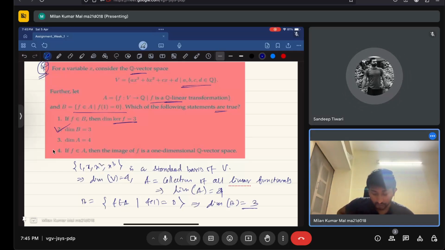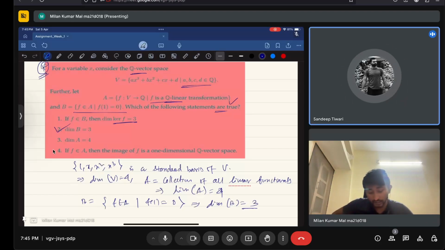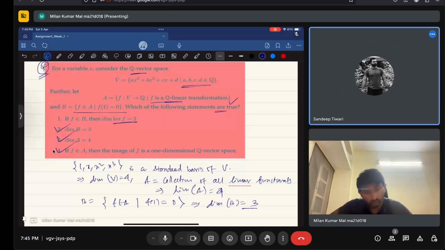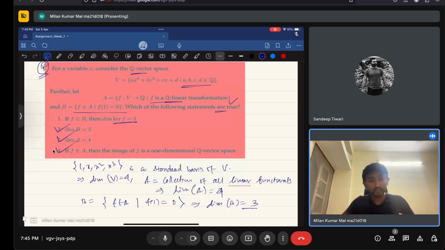Here, I think none of the places say A is the set of all non-zero linear functionals, neither is B said to be the non-zero collection. So yes, the dimension of A is 4, that's true. If A belongs to A, then the image of A is a one dimensional vector space. Correct. That is also true.